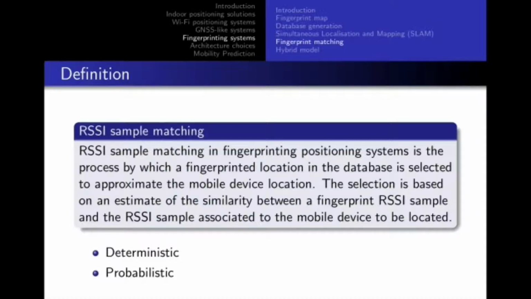The selection is based on an estimate of the similarity between a fingerprint RSSI sample in the database and the RSSI sample associated to the mobile device that we want to locate. This matching can be either deterministic or probabilistic.